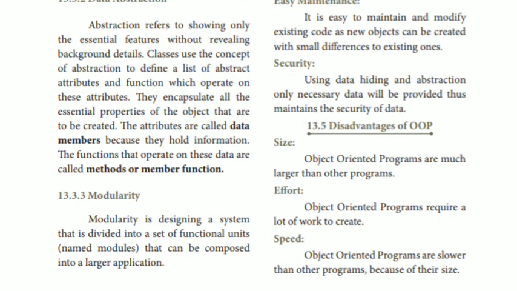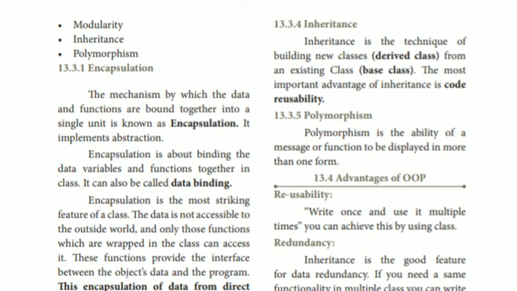Okay, modularity is designing a system that is divided into a set of functional units named modules that can be composed into a larger application. Next one, inheritance பற்றி ரொம்ப நிறைய டீப்பாக பார்க்க போகிறோம். Inheritance is a technique of building new classes, derived class, base class, where there is more and more reusability. Polymorphism தனி சாப்டர். Polymorphism is a study of shapes. Poly means many, morphism means shapes, studying about many shapes.